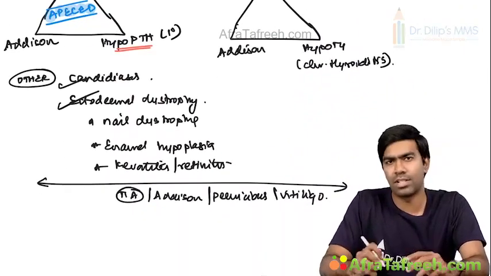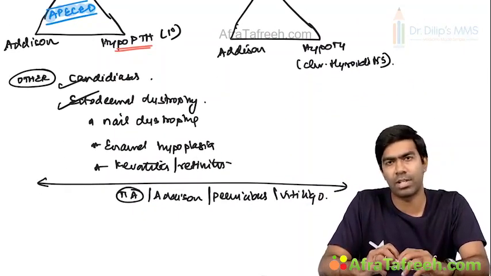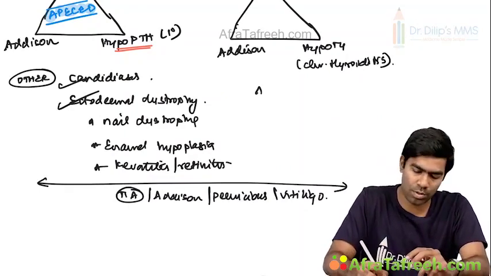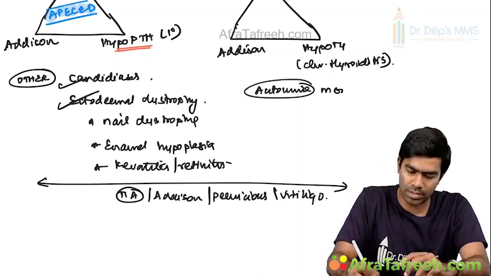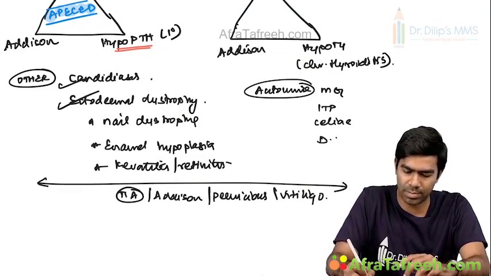What are the other features that are associated with APS type 2? That is the other autoimmune problems like myasthenia gravis, immune thrombocytopenic purpura, celiac disease, dermatitis herpetiformis, like other autoimmune conditions are associated with APS type 2. But remember, type 1 diabetes, pernicious anemia, vitiligo, Addison, all these are common between them.